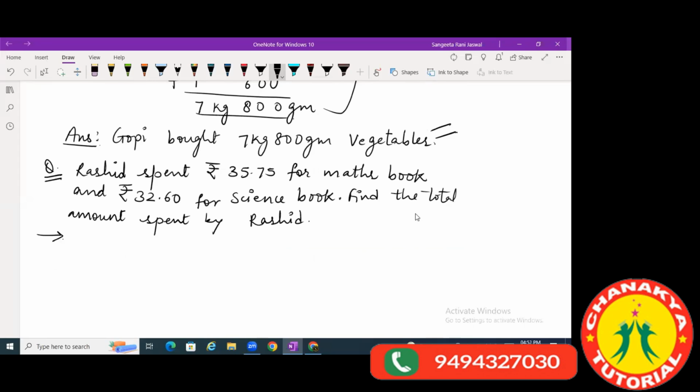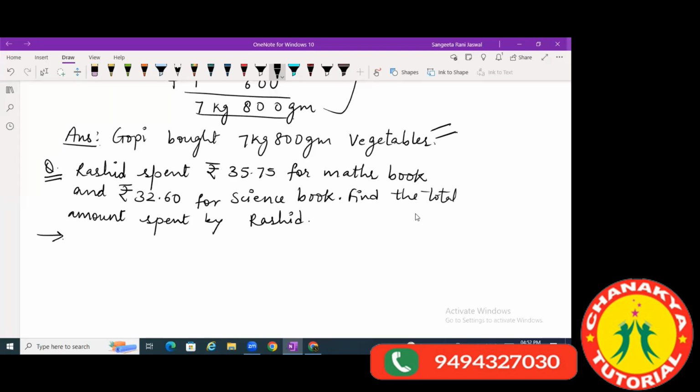Now, Rashid spent so much amount on maths book and 32 rupees 60 paise for science book. Find the total amount spent by Rashid. So, you have to find the total amount. Whenever we are asked to find something total, what do we do? When words like total, all together are given, we do addition. So what will be the first statement, Bhavesh?